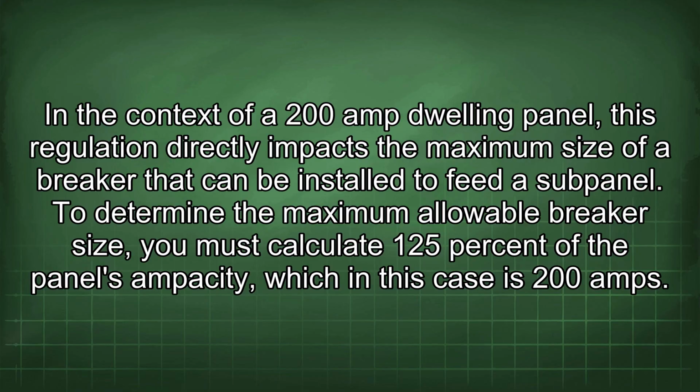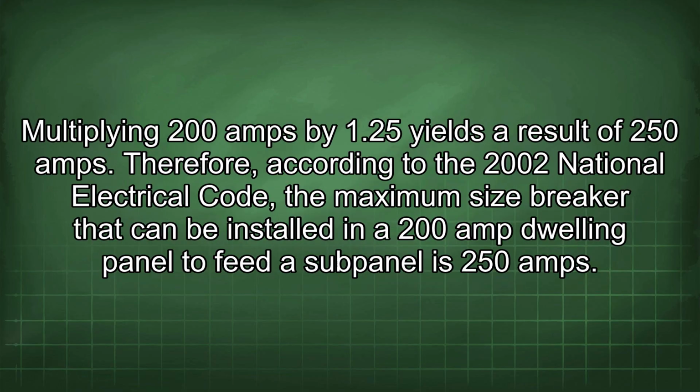To determine the maximum allowable breaker size, you must calculate 125% of the panel's ampacity, which in this case is 200 amps. Multiplying 200 amps by 1.25 yields a result of 250 amps. Therefore, according to the 2002 National Electrical Code, the maximum size breaker that can be installed in a 200 amp dwelling panel to feed a subpanel is 250 amps.